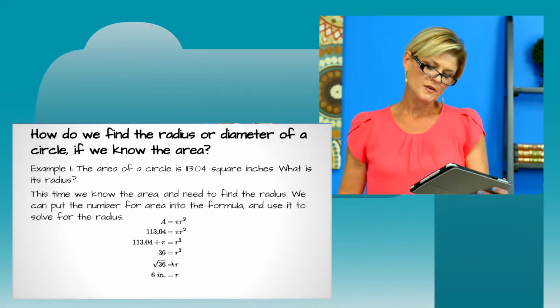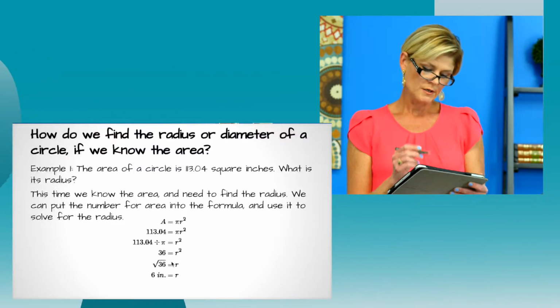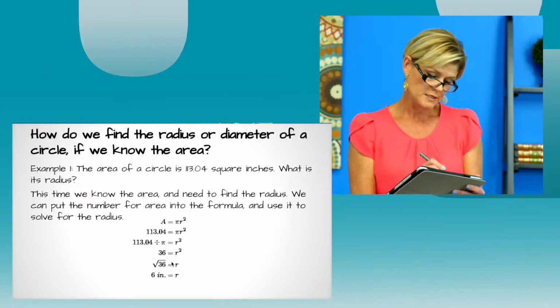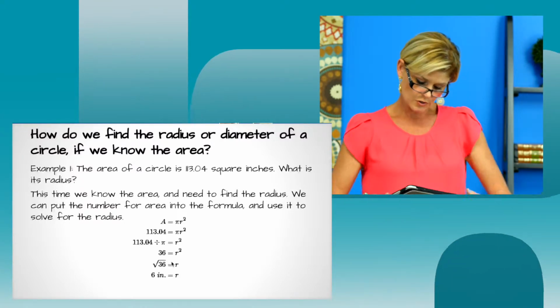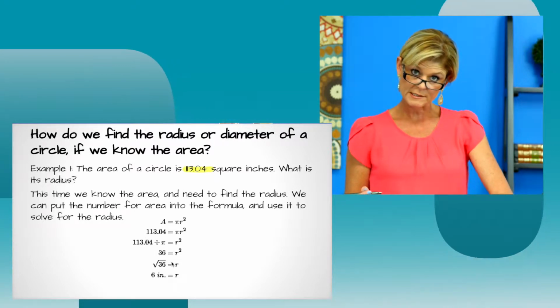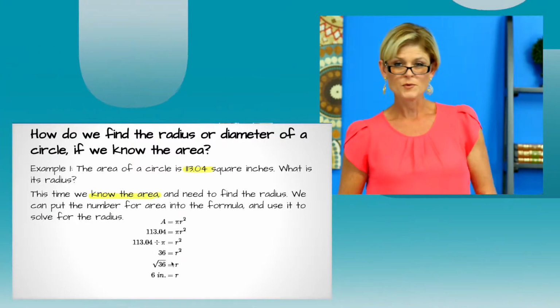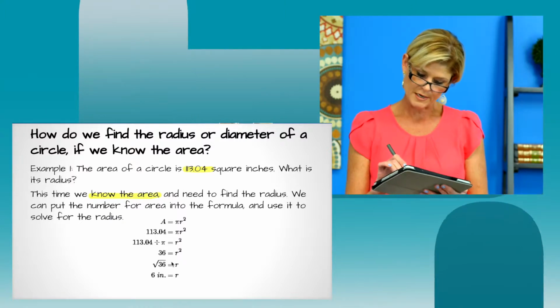So, how do we find the radius or diameter of a circle if we know the area? Let's actually just jump right into an example. The area of a circle is 113.04 square inches. So what is its radius? Well, this time we know the area, and we need to find the radius.